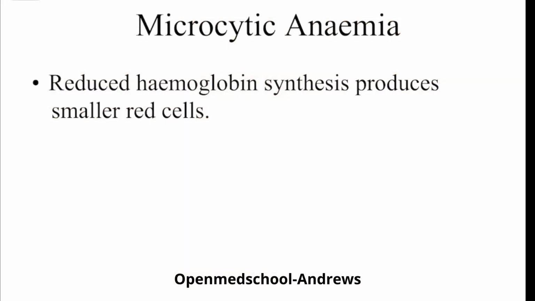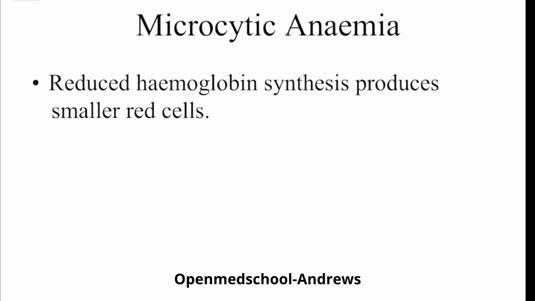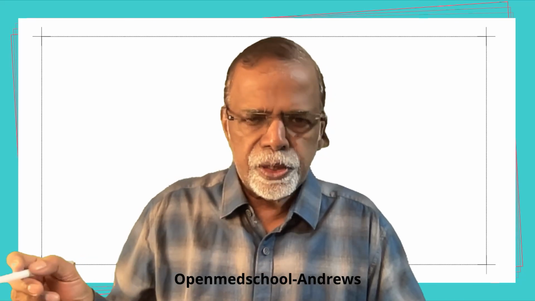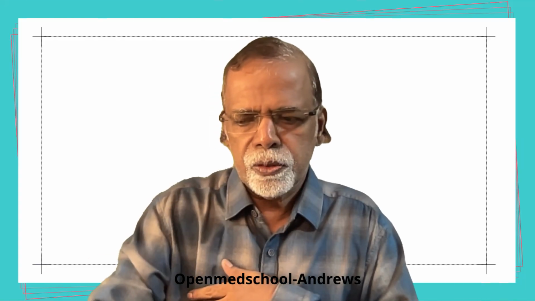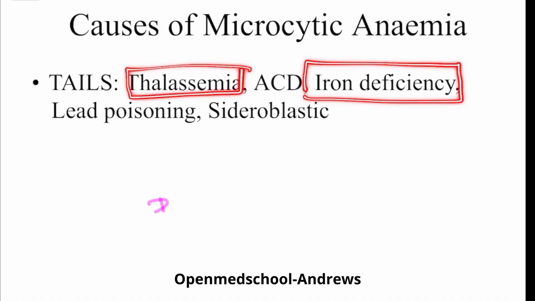Briefly going to the microcytic anemia. The RBCs are smaller compared to normal because the hemoglobin content or production is less, so it leads on to microcytosis. Remember the causes of microcytic anemia, when the hemoglobin production is less. What are the common causes? One is iron deficiency, that is number one. Second is thalassemia, anemia of chronic disease, lead poisoning, sideroblastic anemia.